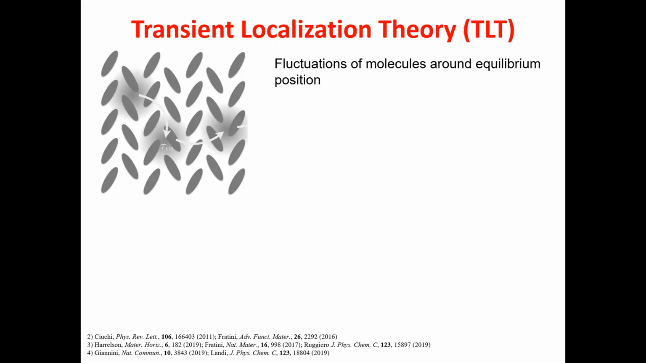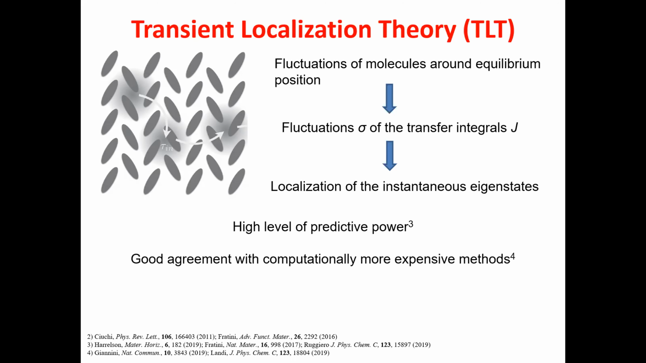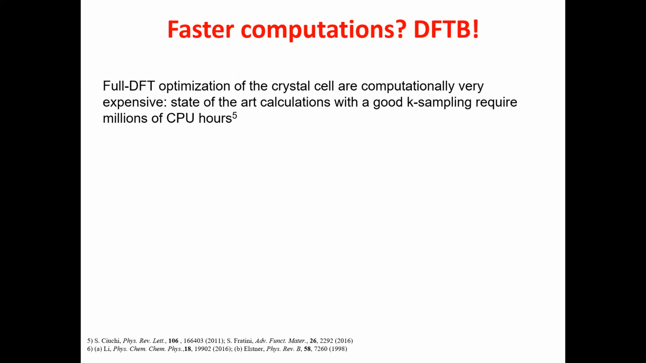This latter model has been developed by one of the speakers at this workshop, so you know everything about it, but it builds on the widely accepted evidence that in organic materials, the transfer integrals between two neighboring molecules undergo large fluctuations, giving rise to a dynamic disorder which causes a localization of the instantaneous eigenstates of the lattice. This model has demonstrated a high level of predictive power, leading to results in agreement with experimental data and other more computationally intensive approaches. However, the fluctuations can be computationally expensive to evaluate, in particular when periodic full DFT calculations are used.